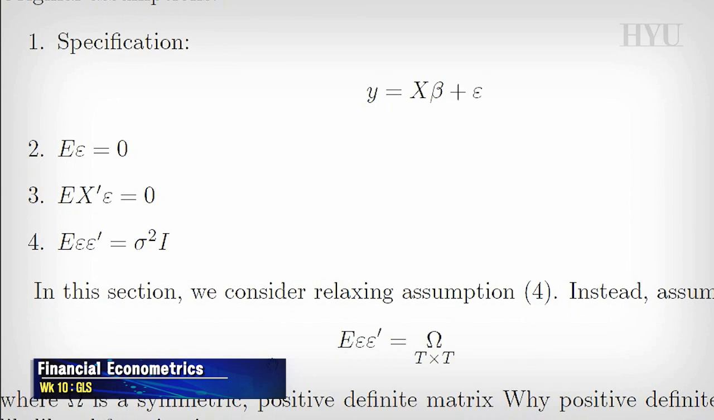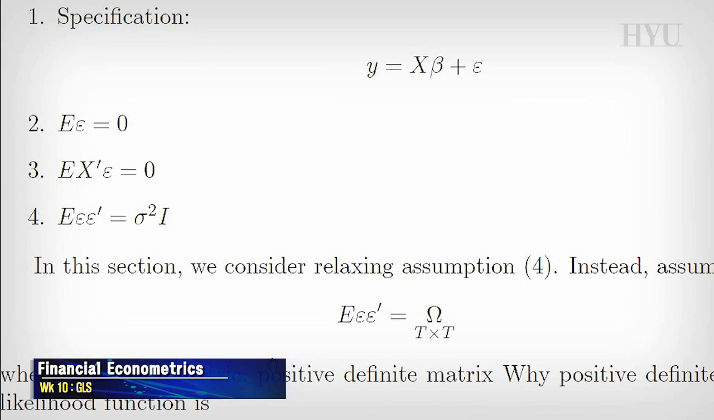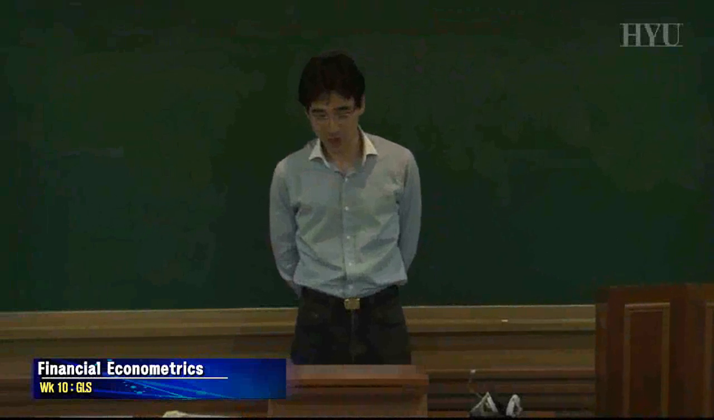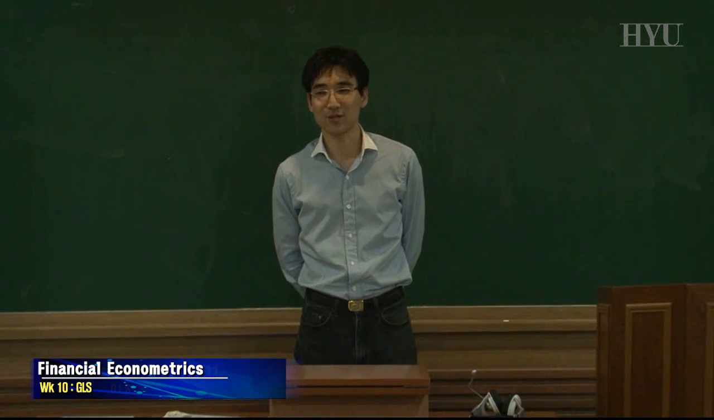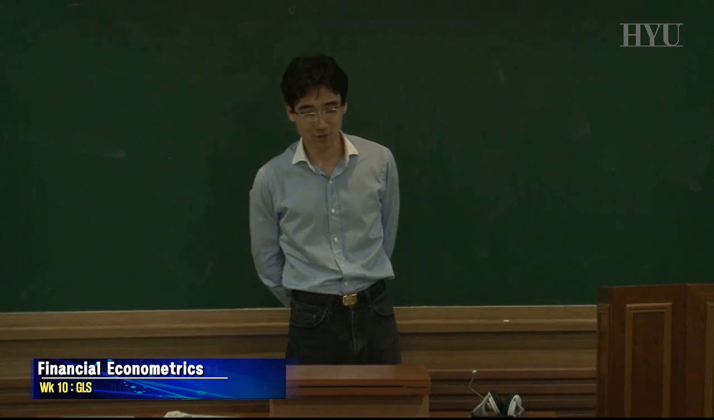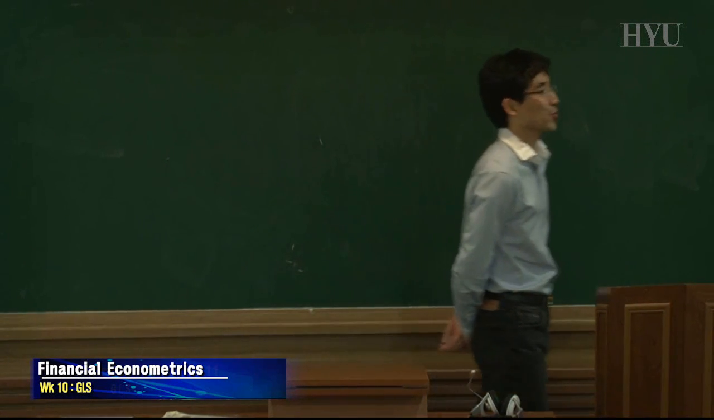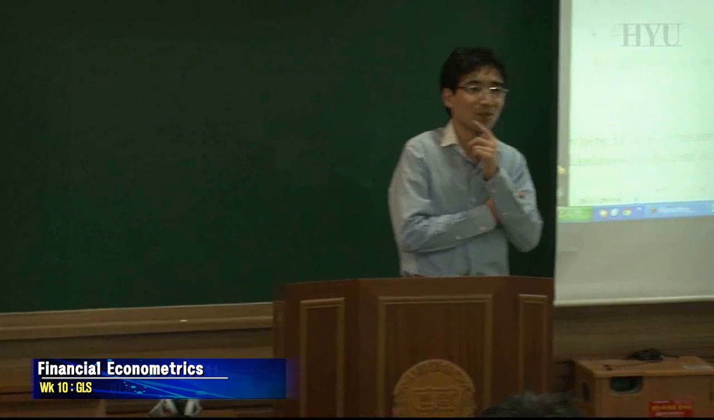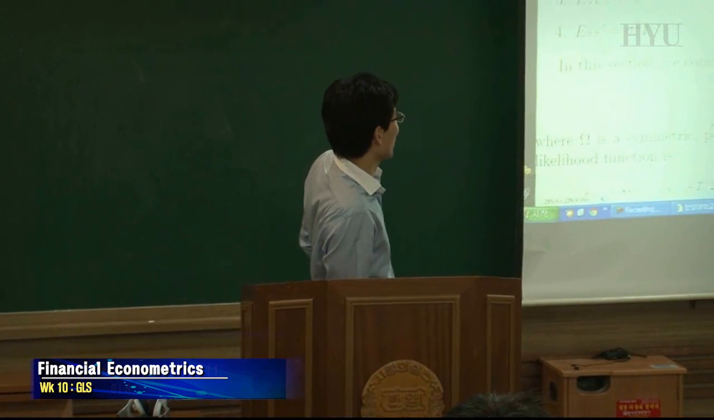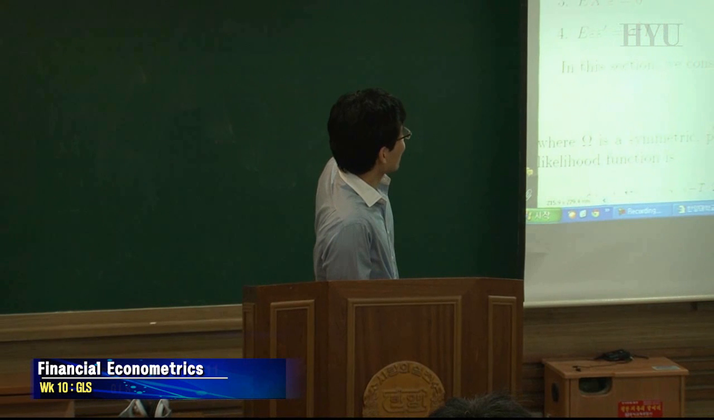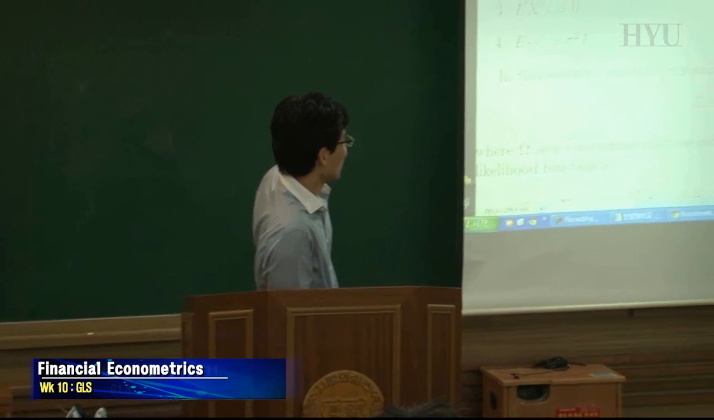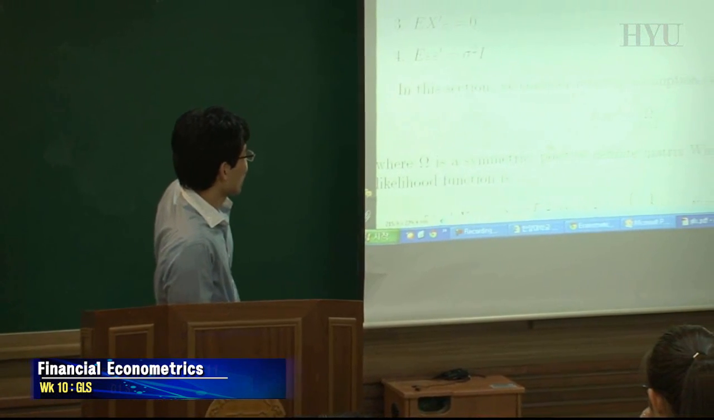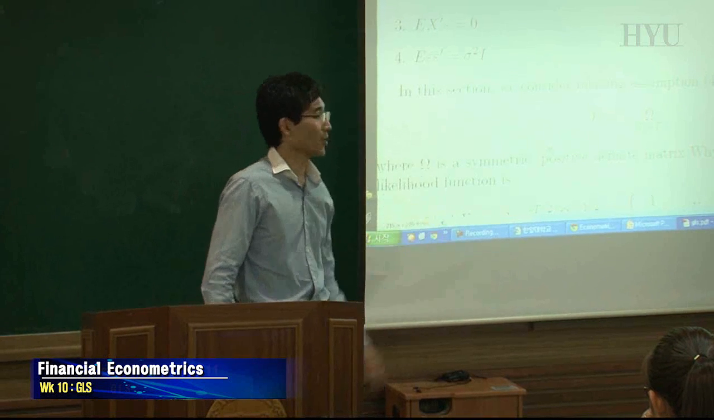Okay, and instead we assume the specific value of epsilon epsilon prime is sigma squared omega. Okay, since we have T number of observations, our variance covariance matrix of error term is T by T. Okay, where omega is a symmetric, positive definite matrix. Okay, first, why it should be symmetric matrix?